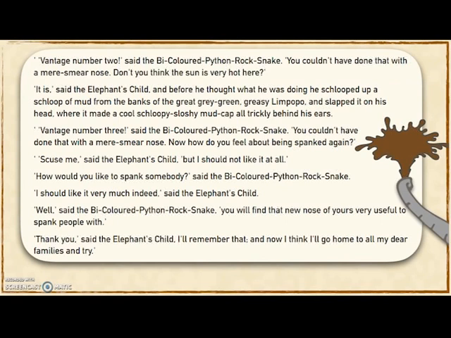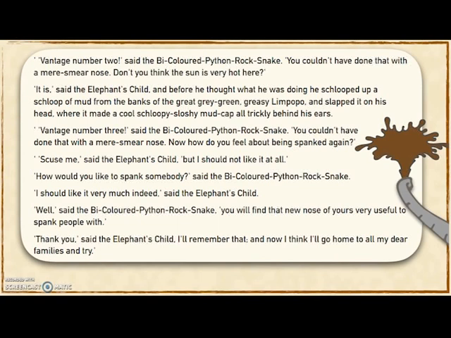"'Vantage number two," said the bicoloured python rocksnake. "You couldn't have done that with a mere smear nose. Don't you think the sun is very hot here?" "It is," said the elephant's child. Before he thought what he was doing, he slooped up a sloop of mud from the banks of the great grey-green greasy Limpopo and slapped it on his head, where it made a cool, sloopy, sloshy mud cap all trickly behind his ears. "'Vantage number three," said the bicoloured python rocksnake.